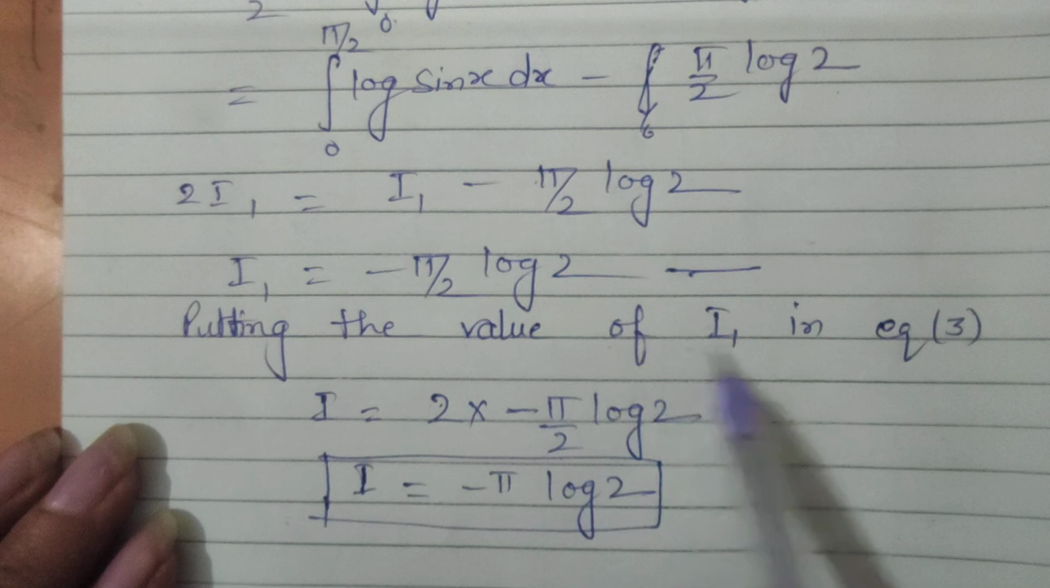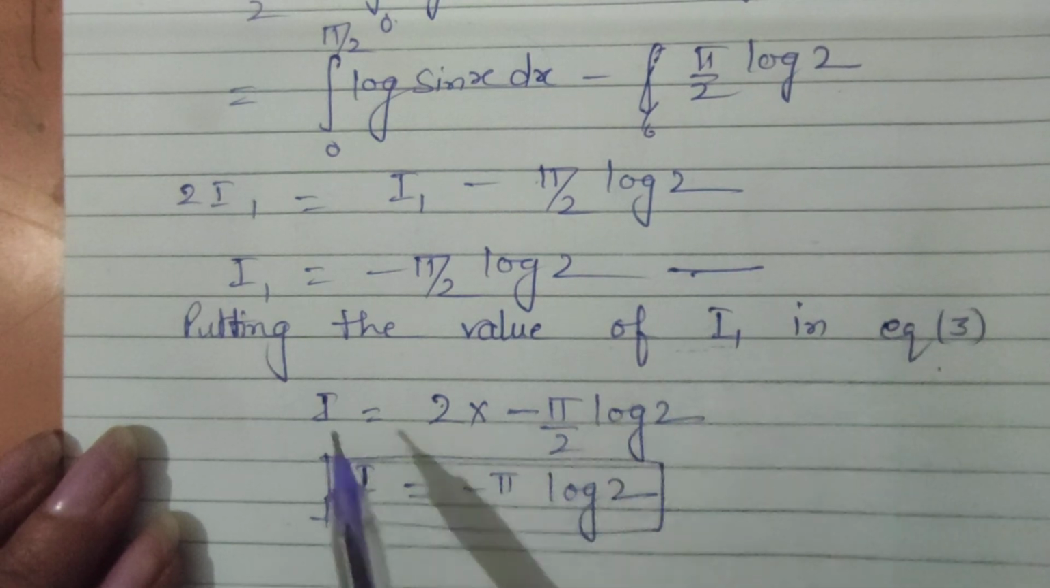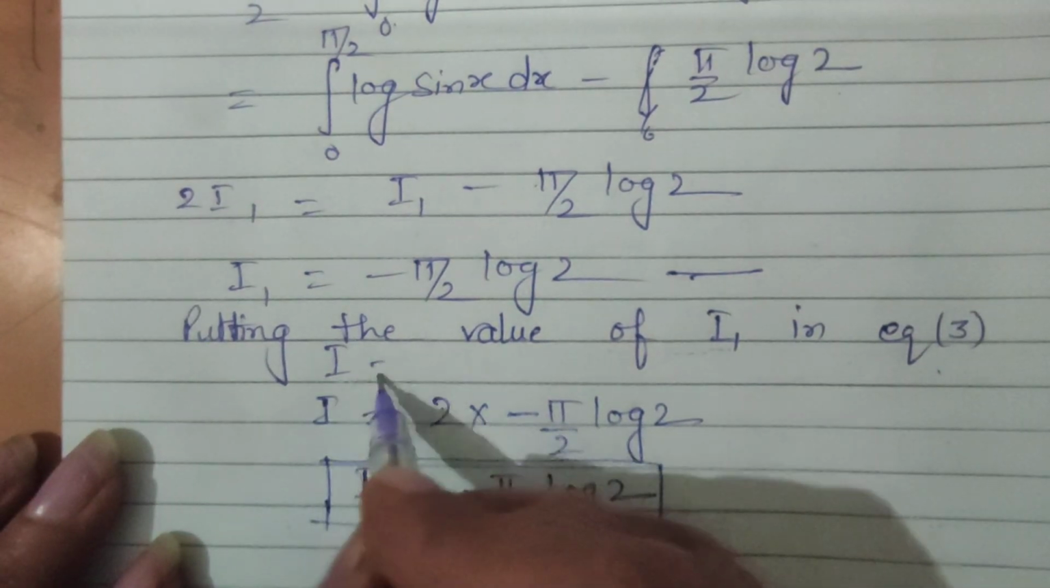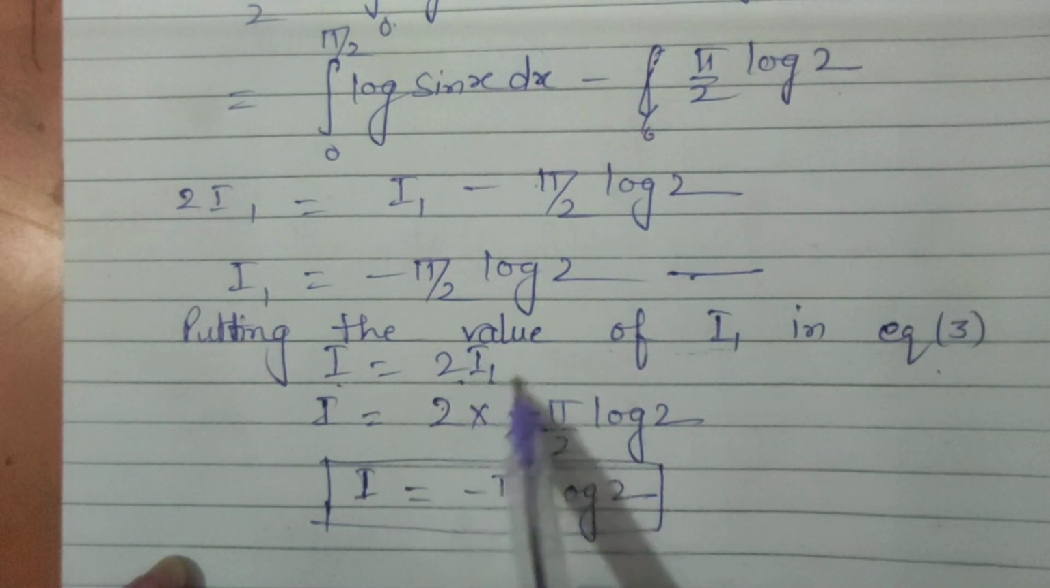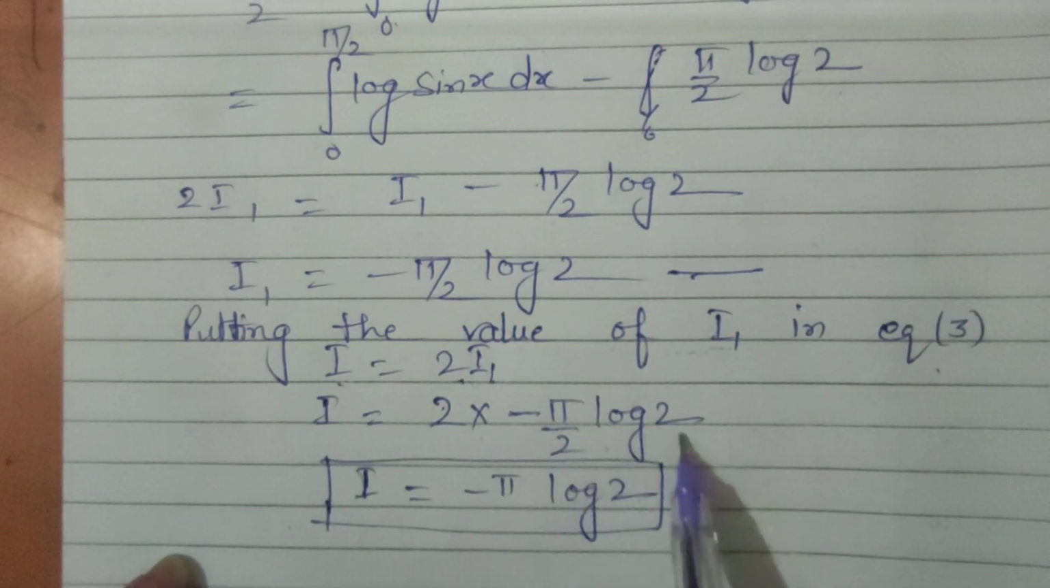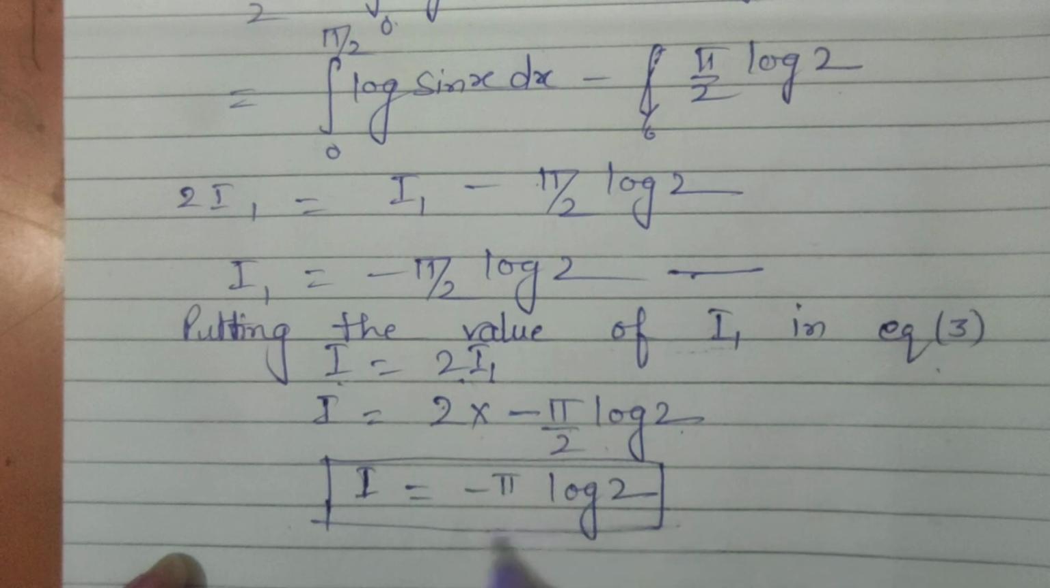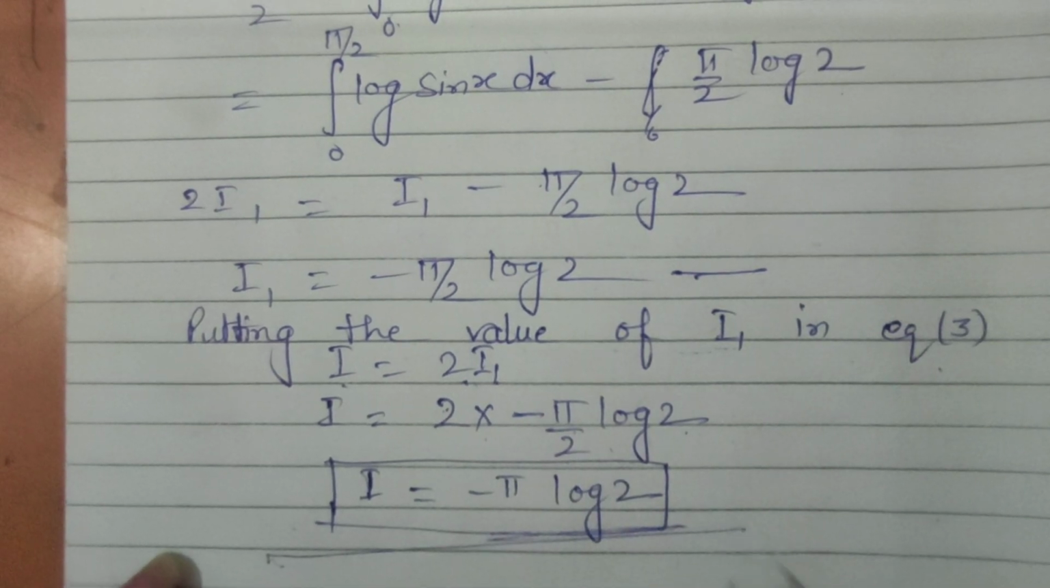We will put this I1 value in equation 3, because it was 2I1 there. The question was this. So at the place of I1 we put minus pi by 2 log 2. 2 cancels with 2. The answer is this. So I is equal to minus pi log 2.